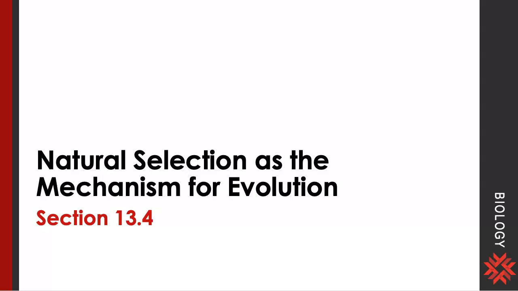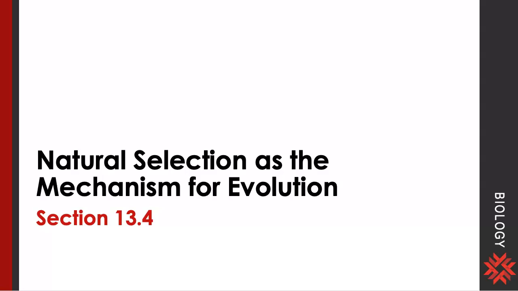Today, we are going to take a little bit of a closer look at natural selection and how it works. We're going to then take a closer look at the genes to see how genes play into how a population is going to evolve over time. And then finish off with a couple of other ways other than natural selection that these populations can change over time. So let's take a look at section 13.4, where we take a closer look at natural selection.